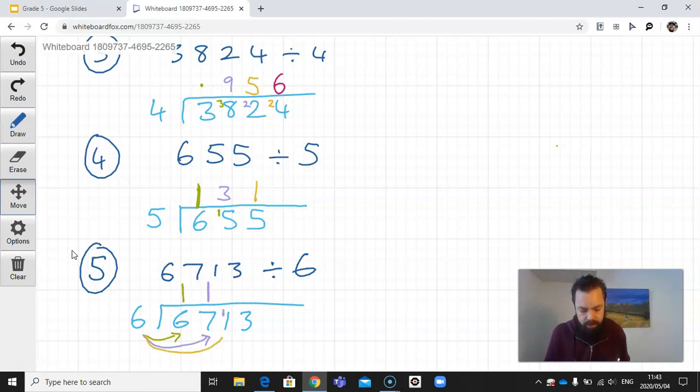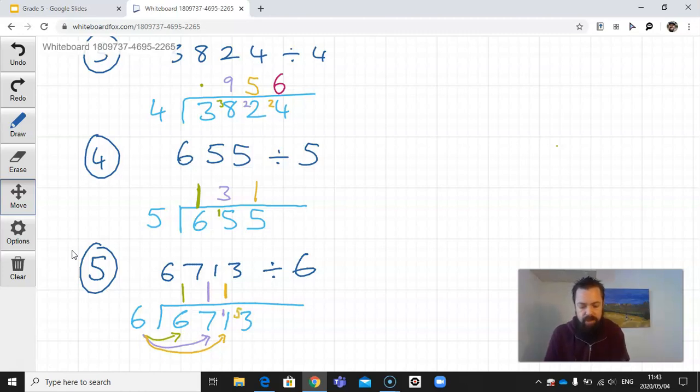6 goes into 11, so 6, 12. It almost fits twice, but only once. Once, but lots left over. So we had 11 and we used 6. 7, 8, 9, 10, 11. We have another 5 left over. So we give 5 to the neighbor.